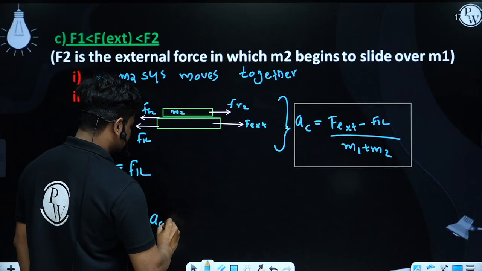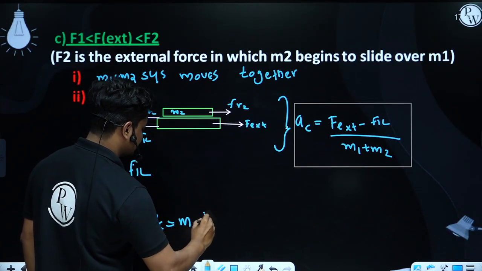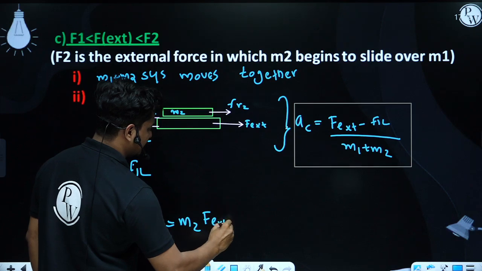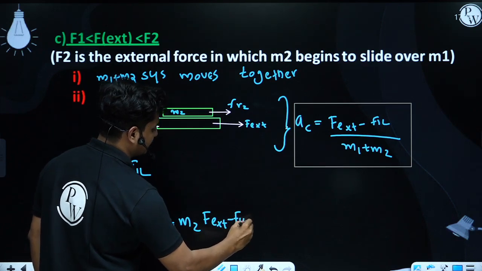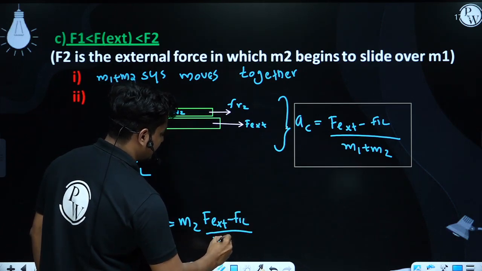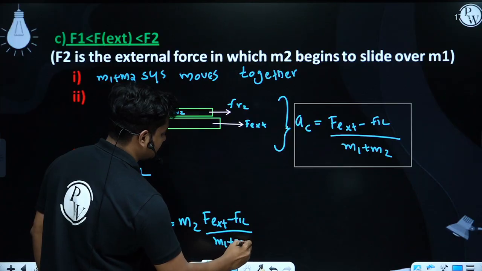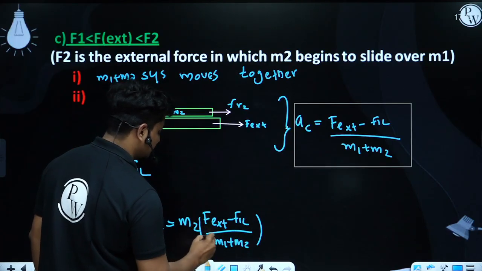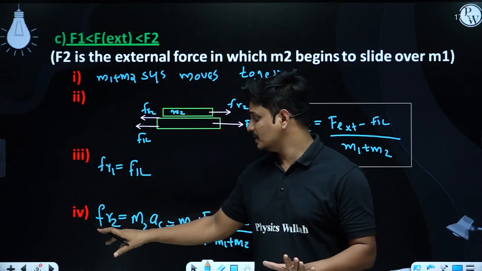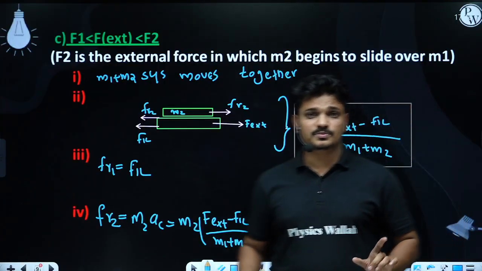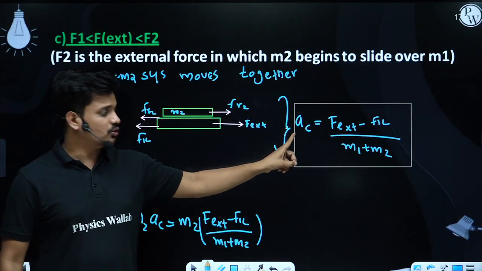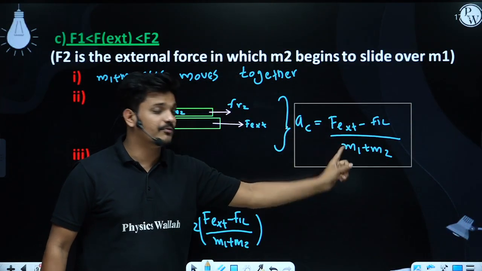So that means M2 into what is AC? F external minus F1L divided by M1 plus M2. So this common acceleration, just observe this one. Common acceleration is equal to F external minus F1L divided by M1 plus M2.